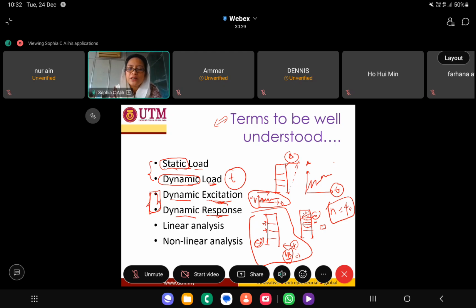Now, how do we decide whether we should go for a static analysis, like you did during the earthquake class, or a dynamic analysis, which is more complicated and you have to do using software and everything? So this is the first stage. You need to decide first whether to go for static or dynamic, and for this you need to consider both excitation and response.